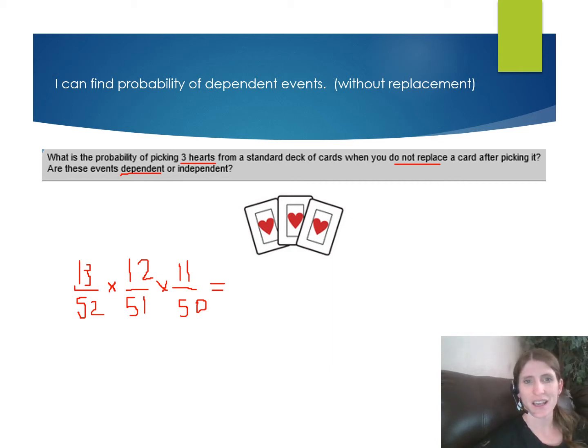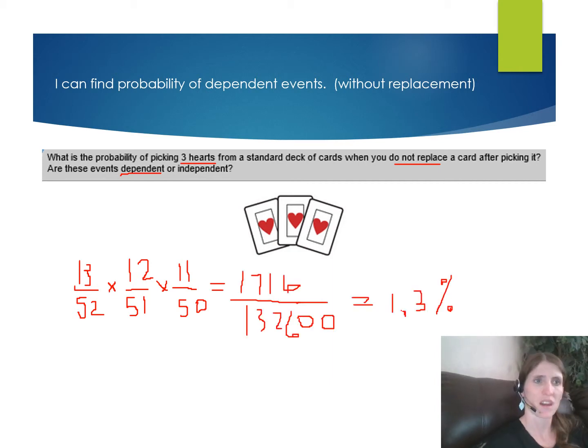It doesn't say to change it to a decimal or percent, but I like to go all the way down to a percent. Okay, there's my percentage, 1.3%, not 1 comma 3, 1.3%. So pretty unlikely that you're going to get 3 hearts out if you were to draw and leave them out, right?